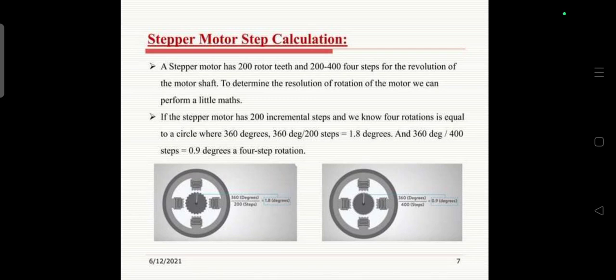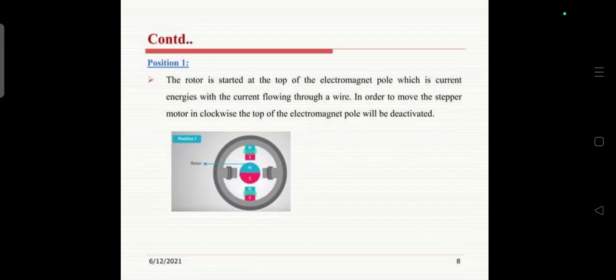Suppose we want 400 steps in 360 degrees, it means the step size is 0.9 degrees. This is the step angle, the stepper motor step calculation. The next one is position.